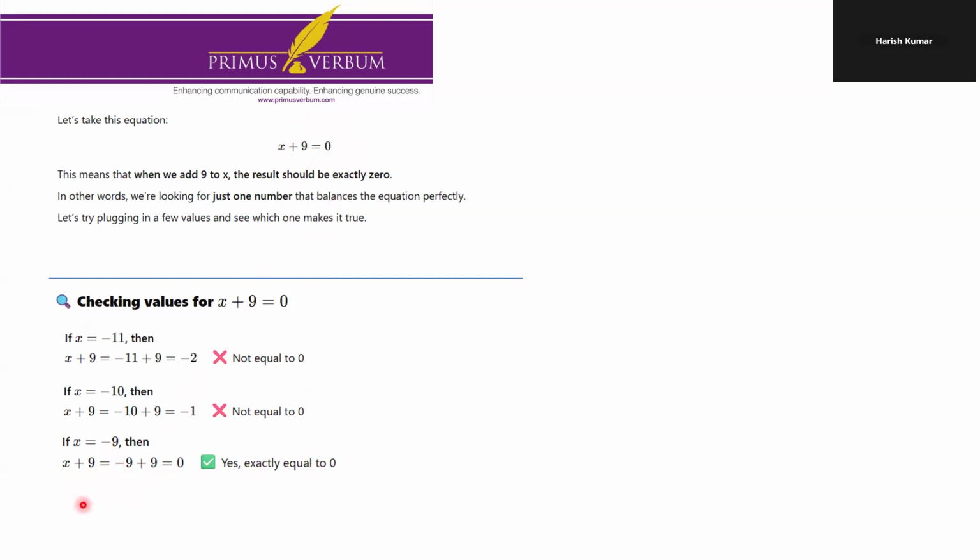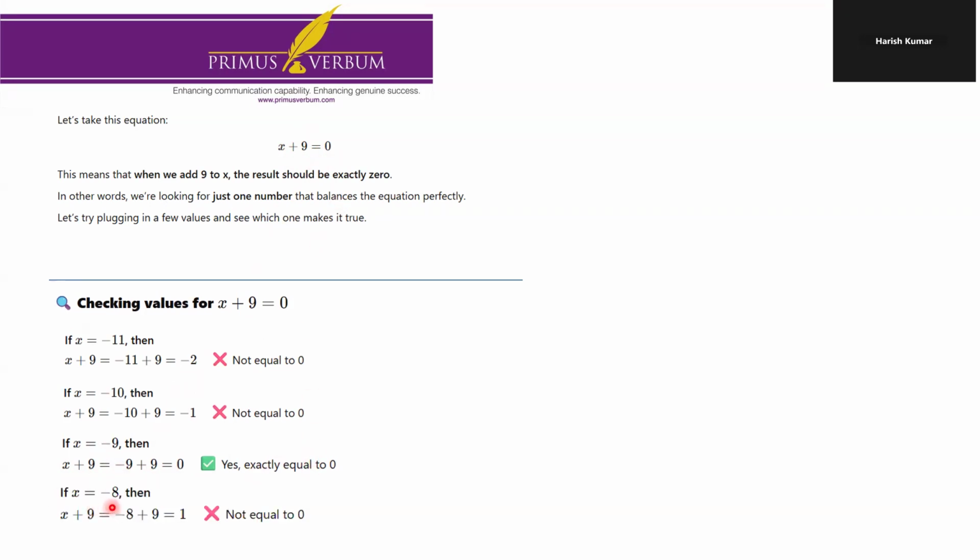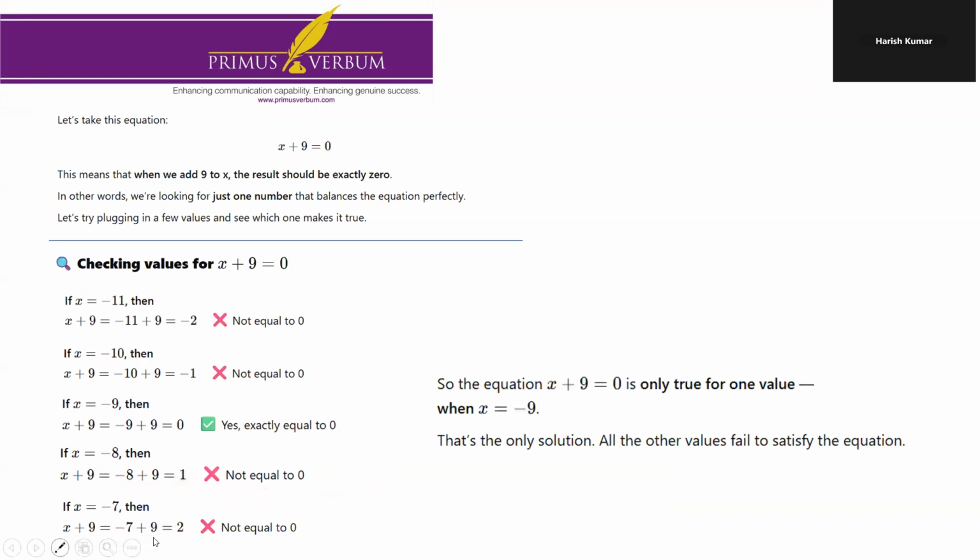Now, what happens when x is given the value minus 8? Well, then you have minus 8 plus 9 is equal to 1 and 1 is not equal to 0. Same thing with minus 7. Minus 7 plus 9 is 2 and that's not equal to 0. So the equation x plus 9 is equal to 0 is only true for one value, when x is equal to minus 9. That's the only solution. All the other values fail to satisfy the equation.